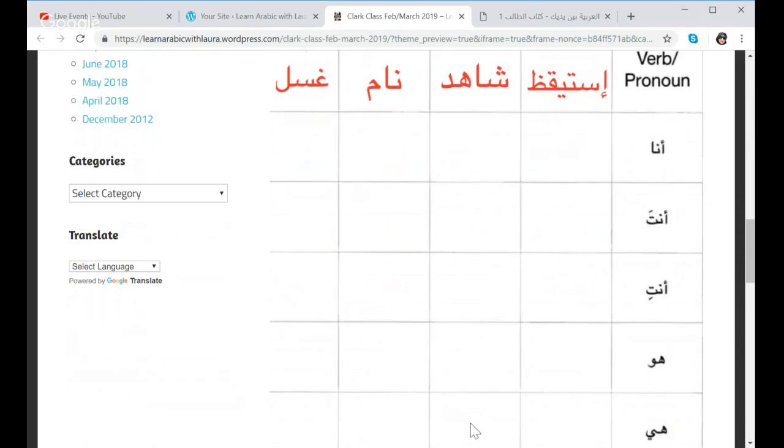Okay. The next verb is nama. Who remembers what nama means? Sleep. To sleep. Very good. He slept. I want you to conjugate it for all of those persons again. And this is what we call a hollow verb, because the middle radical here is an aleph. When you have a vowel as your middle radical, it becomes what we call a hollow verb, because sometimes this vowel changes.